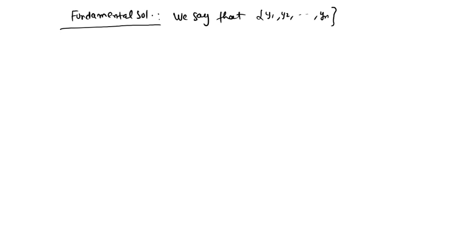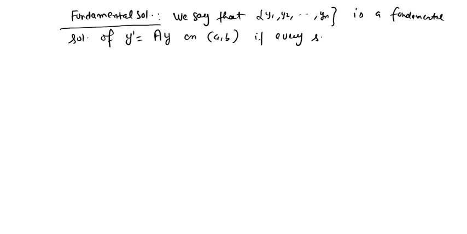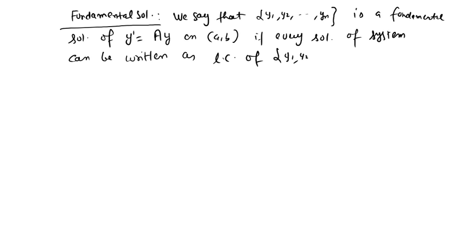Further, now we define what is a fundamental solution. We say that this set y1, y2, up to yn is a fundamental solution of the homogeneous system y' = A y on an interval a b if every solution of the system can be written as a linear combination of these vectors y1, y2, up to yn.